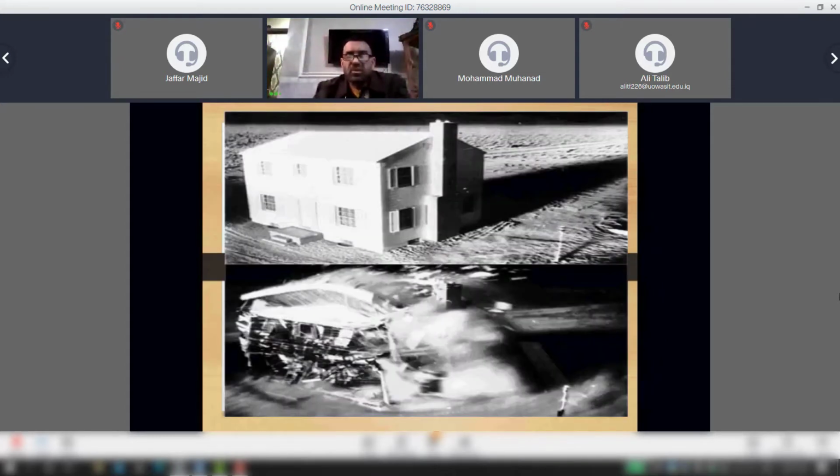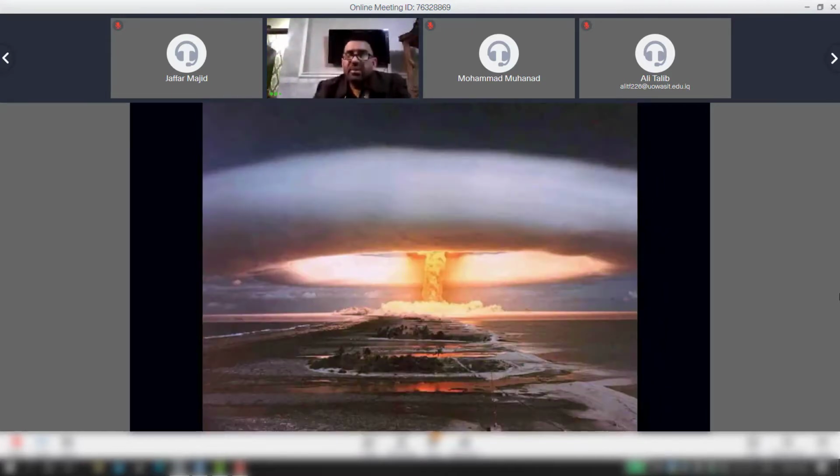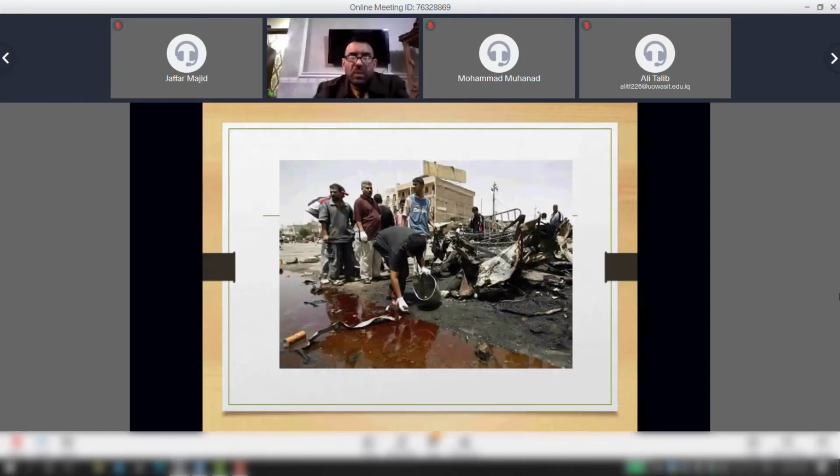Yes, and you can see the wave causing the homes to be destroyed. And this is the atomic bomb, may God protect us and the Muslims from it. And this is a picture of what happened in the blast injuries.